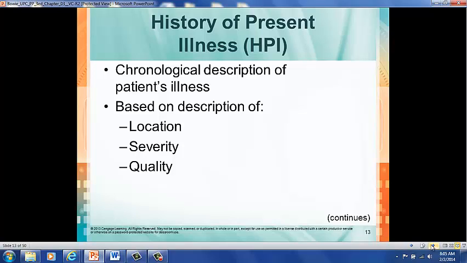The history of the present illness can be brief or extended. A brief HPI consists of one to three elements of the HPI, whereas an extended HPI consists of at least four elements of the HPI, or the status of at least three chronic or inactive conditions.